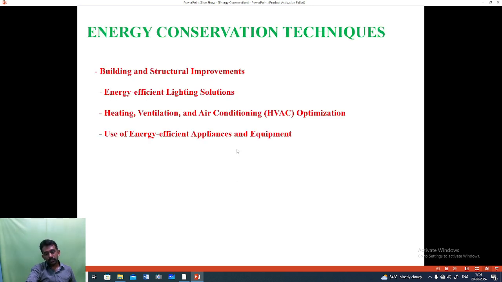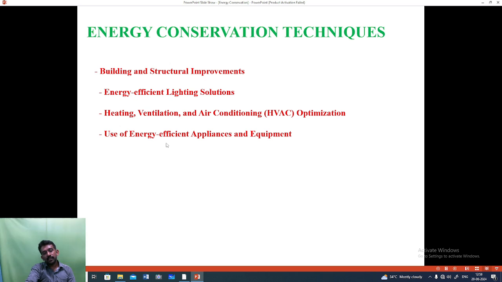And next, there are various energy conservation techniques in the present day in terms of engineering standards. First, coming to the civil engineering concepts, energy is conserved by means of building and structural improvements. Coming to the electrical point of view, we are using energy efficient lighting solutions to conserve energy. And heating, ventilation and air conditioning systems concern mechanical or thermal engineering concepts, where we can conserve energy. So overall, we use energy efficient appliances and equipment for conserving energy.